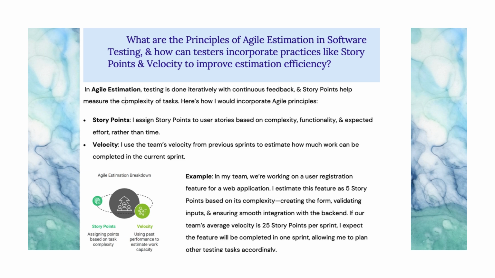What are the principles of agile estimation in software testing? And how can testers incorporate practices like story points and velocity to improve estimation efficiency? Check the details as below. In agile estimation, testing is done iteratively with continuous feedback, and story points help measure the complexity of tasks. Here's how I would incorporate agile principles. Story points and velocity.